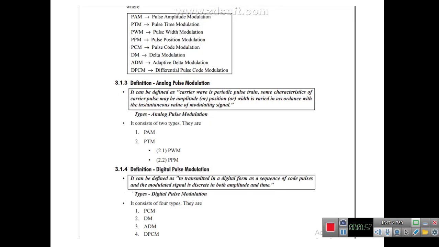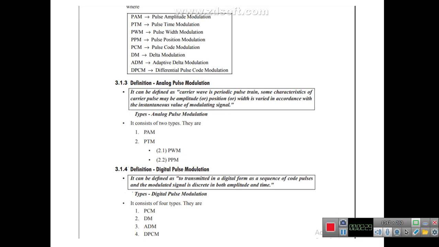Next, the definition of analog pulse modulation: here the carrier wave is a periodic pulse chain, and some characteristics of the carrier pulse, which may be amplitude, position or width, are varied in accordance with the instantaneous values of the modulating signal. This is analog pulse modulation. Analog is a continuous signal. It also consists of two types, PAM and PTM. PTM is again classified into two types: pulse width modulation and PPM.